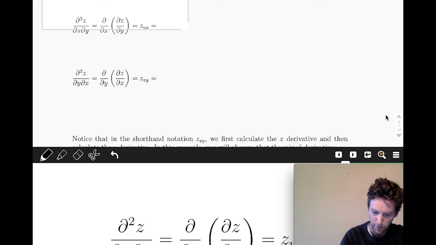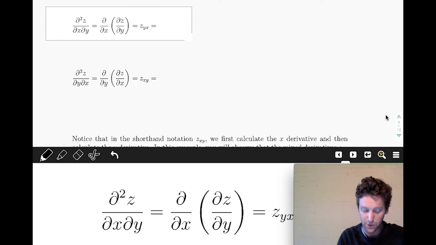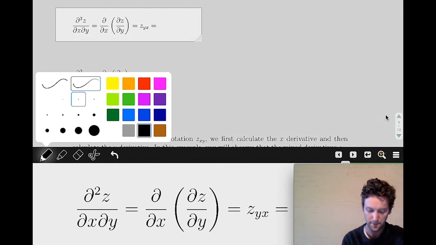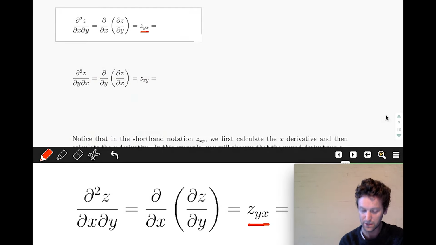So for example, I could have the derivative of z with respect to x with respect to y, or d squared z dx dy. What I mean by that is it's the x derivative of the y derivative. So I take dz dy and I take the derivative of that with respect to x. The shorthand notation for this is going to be z subscript y subscript x. And the way we interpret that is that the symbol closest to the z is the derivative that acts first. So y is closest to z here, dz dy. So I'm taking the derivative of z with respect to y first, and then I'm taking the derivative with respect to x.